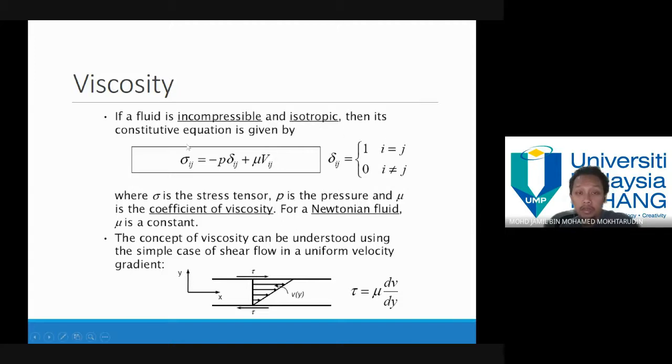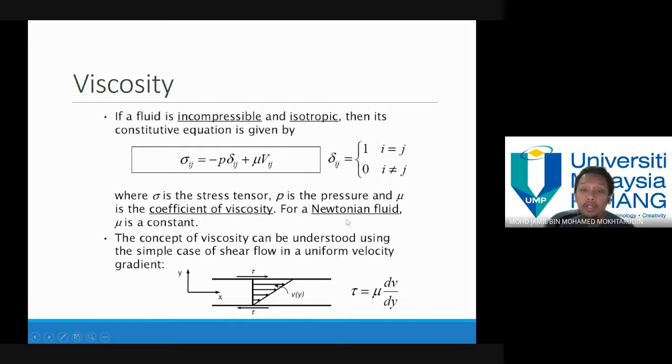Then the constitutive equation of the fluid is this, okay? The stress tensor of the fluid equals negative pressure times the identity matrix plus mu. So mu is our viscosity, the fluid viscosity, times the strain rate, okay? Strain rate tensor.